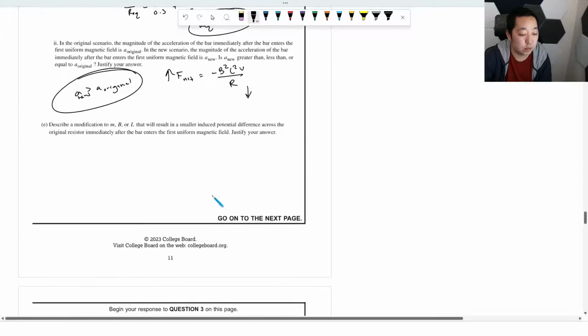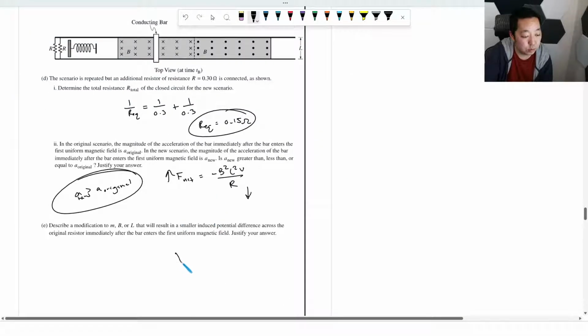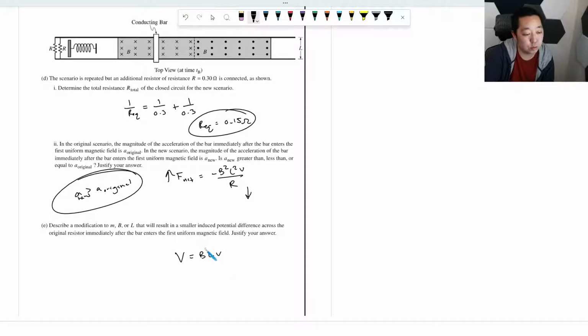It came from BLv, right? So the potential difference was B times L times v. So you could reduce L, you could reduce B, you could increase m to reduce the velocity. Any of those would work, right? Describe a modification. So you could decrease L. Any of those. Decrease L. You could decrease B.